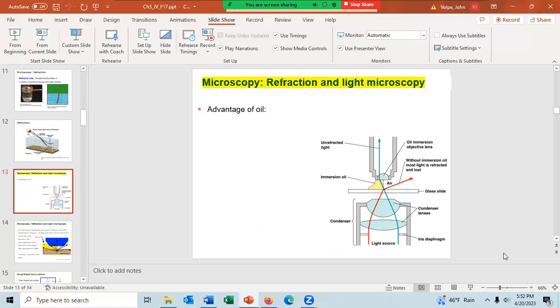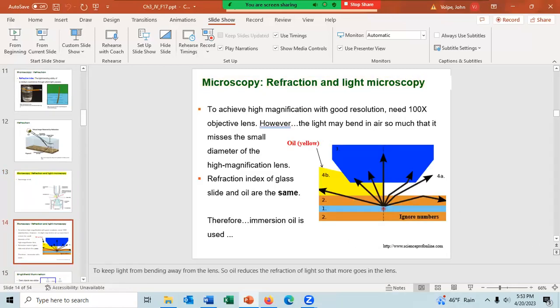The refraction of light is important in a microscope, and that is why we use oil with the oil immersion lens, because oil has the same refractive index as glass. And so when the light goes through the glass and then goes through the oil, the light is not refracted. Whereas the light coming through the glass and then going through the air, some of that light will be refracted, and some of that light will be refracted so hard it'll be refracted away from the objective lens.